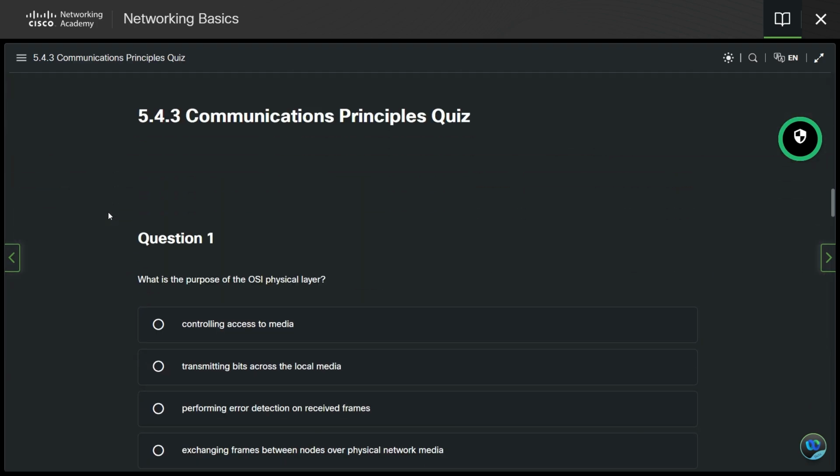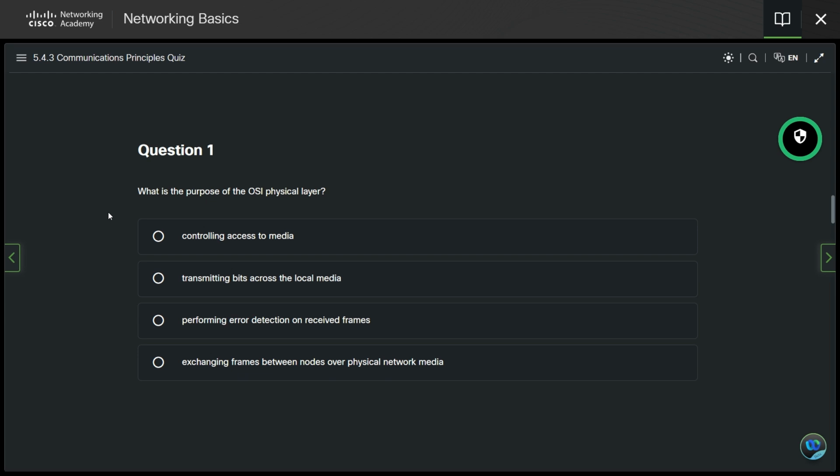Communication Principles Quiz, Question 1. What is the purpose of the OSI physical layer? Controlling access to media, transmitting bits, performing error detection, exchanging frames. Control access to the media.